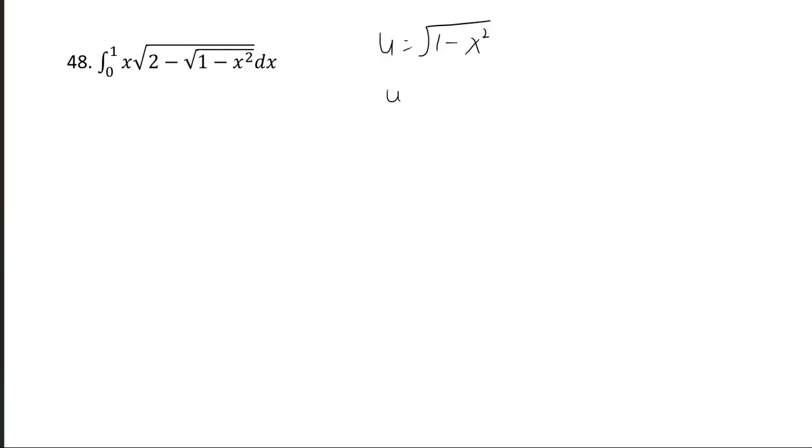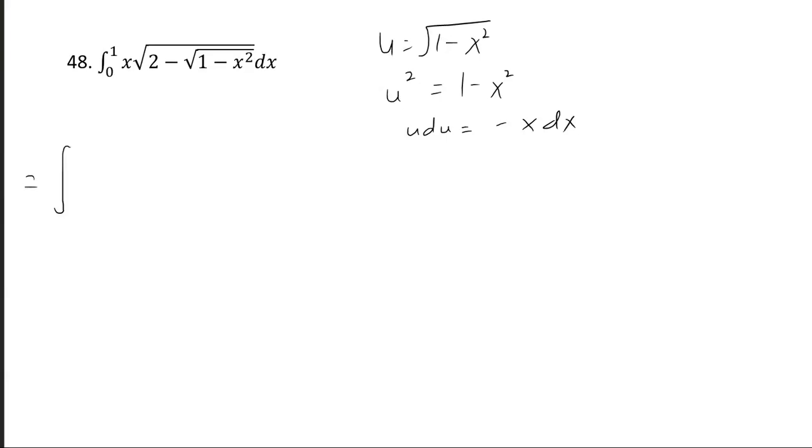We can square both sides first. u squared is 1 minus x squared. Then 2u du is minus 2x dx, which if we simplify, u du is negative x dx. Okay? I'll worry about our limits of integration afterward.